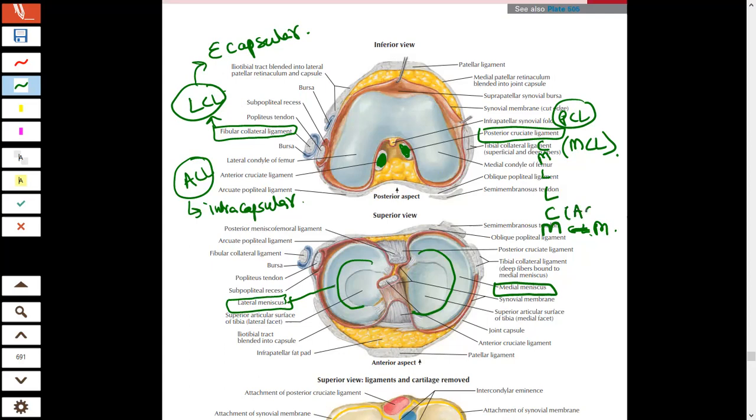C is your ACL, anterior cruciate ligament. L and L is what? This is your lateral meniscus. It is like this one. So this is your lateral meniscus. See here in this diagram. So lateral meniscus is coming inside. M is your medial meniscus, like this one. Okay, this is how your medial meniscus will be. And C is your posterior cruciate ligament. So see in this diagram. Now let me show you on this diagram.